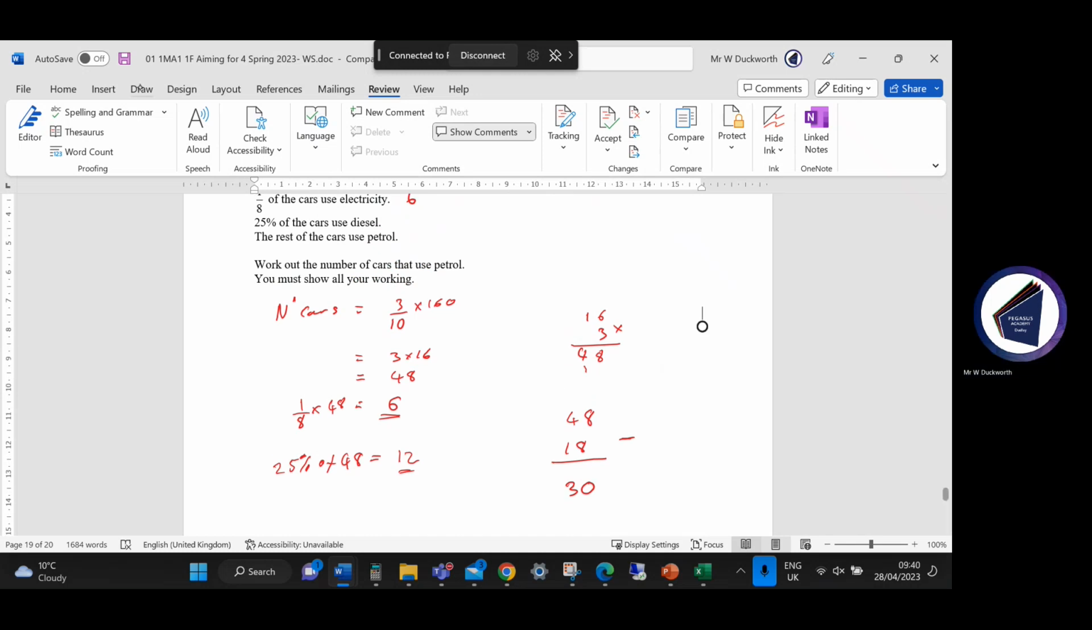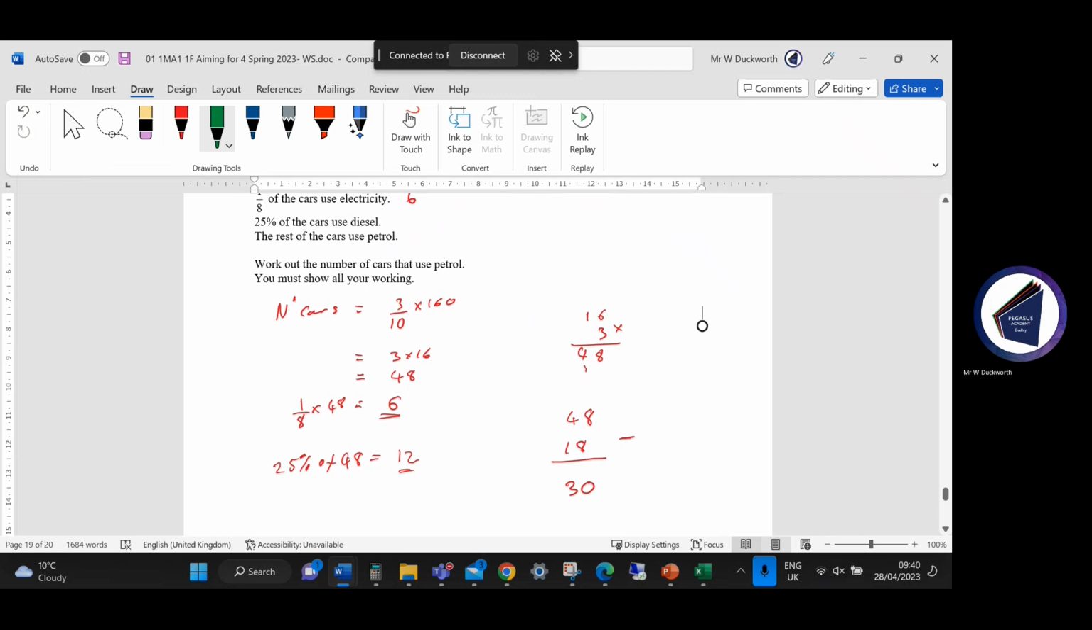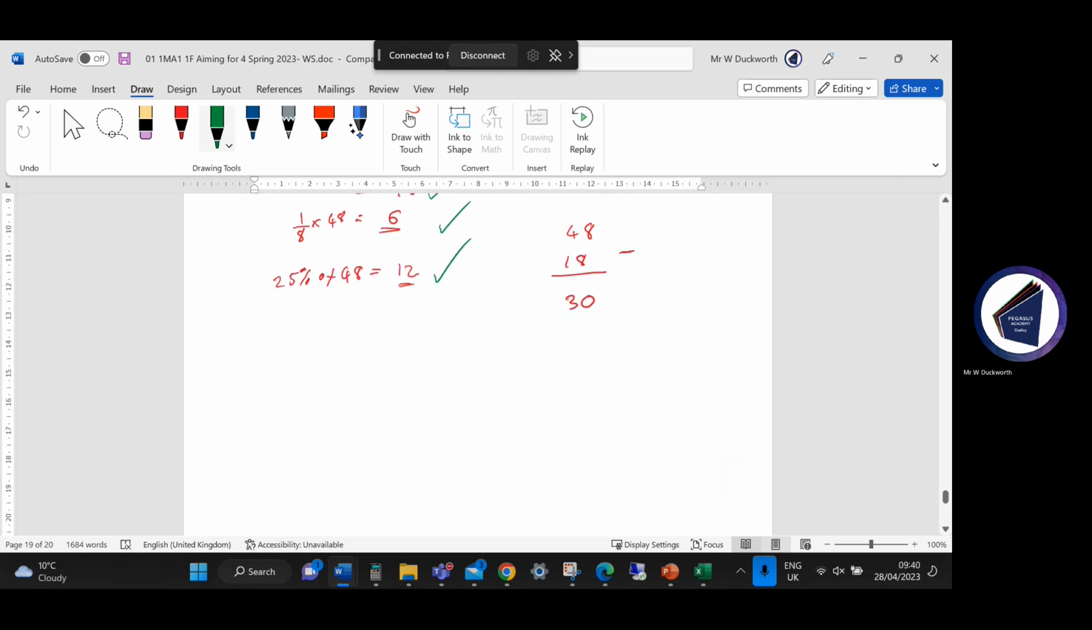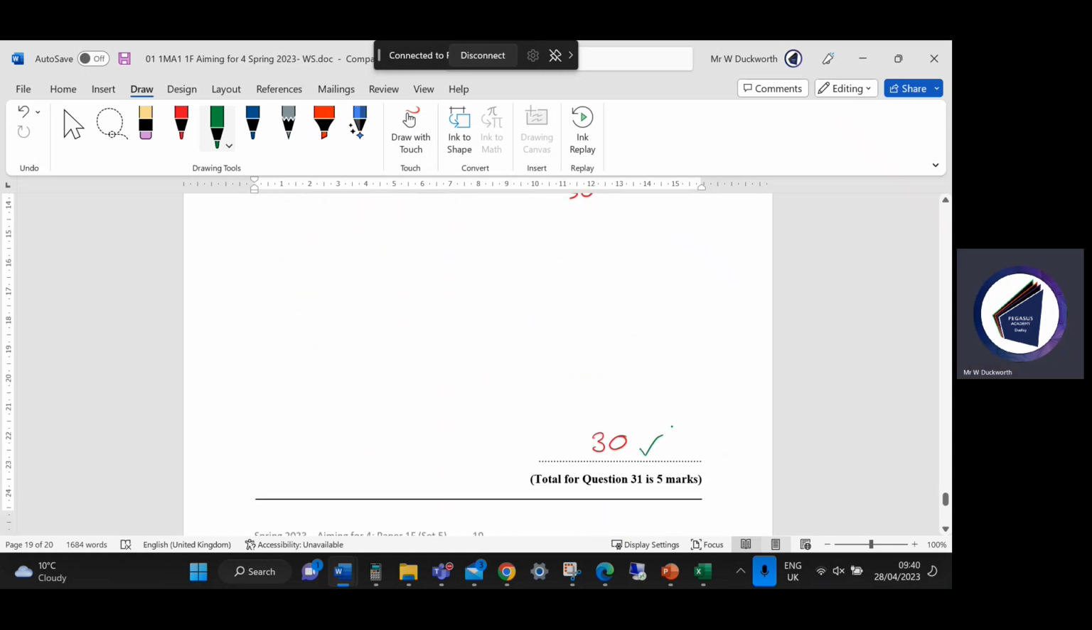Right. So we've got 1 mark for 16, 1 mark for 48, 1 mark for 6, 1 mark for 12, and then 1 mark for 30. There we go. That's the 5 marks.